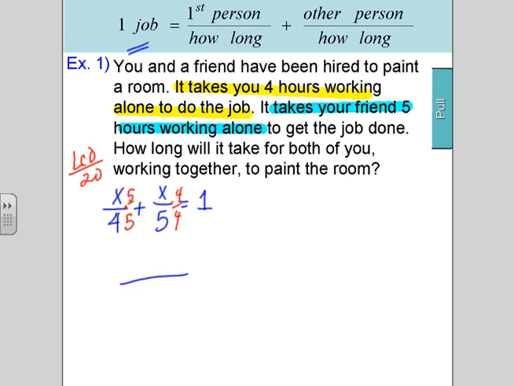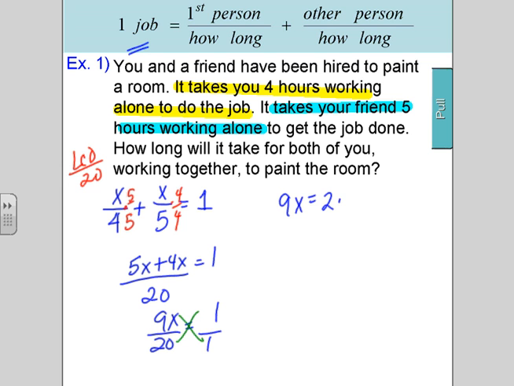That's going to allow me to make sure that I have a common denominator. So I'll end up with 5x plus 4x equals 1. 5x plus 4x is 9x divided by 20, and 1 turned into a fraction equals 1 over 1. Now, I have a proportion, so I solve proportions by cross multiplying. Do that, I end up with 9x equals 20, and then dividing both sides by 9, I get x equals 20 over 9. Now, that doesn't look really good if I was trying to explain to somebody I'm doing 20 over 9 hours. So we need to fix it from an improper fraction to a mixed number.